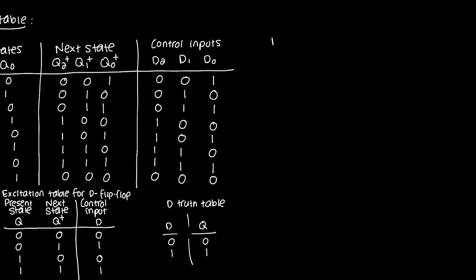So let's get the Boolean expressions. We'll start off doing a K-map. The K-map will have as inputs Q2, Q1, and Q0. I'm going to write the Gray code.